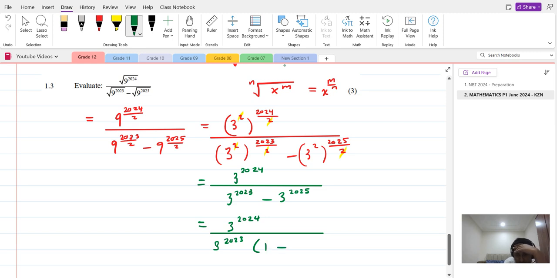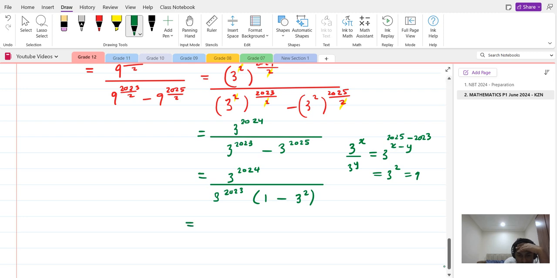And 3 to the power 2025 divided by 3 to the power 2023. You subtract the exponents when you divide. So you see 3 to the power x divided by 3 to the power y becomes 3 to the power x minus y. In this case, x is 2025 and y is 2023. So you got 2025 minus 2023, so you got 3 squared. And 3 squared is 9. So we can write this answer as 3 squared for now.